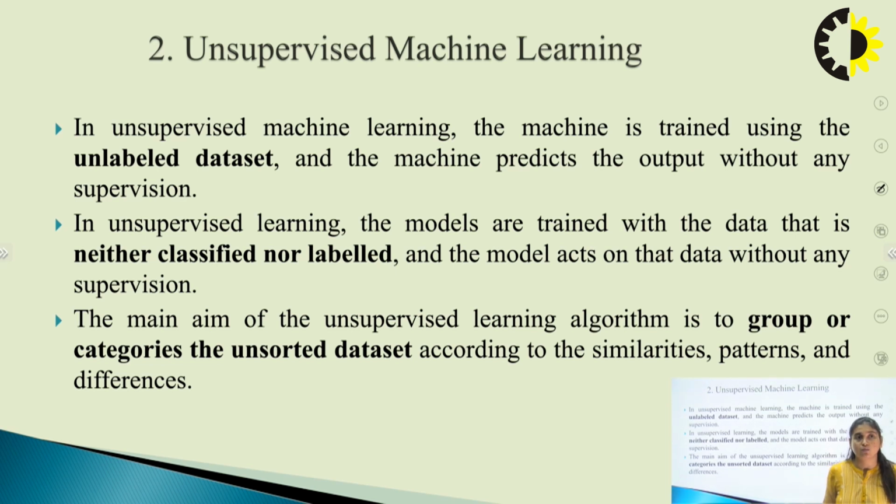The second point is that the model is trained with data that is neither classified nor labeled, as I've already told you that here we are using non-labeled, or unlabeled, data. So the model acts on that data without any kind of supervision. The main goal of such a learning algorithm is to group the unsorted data set according to the similarities, patterns or differences between the data.